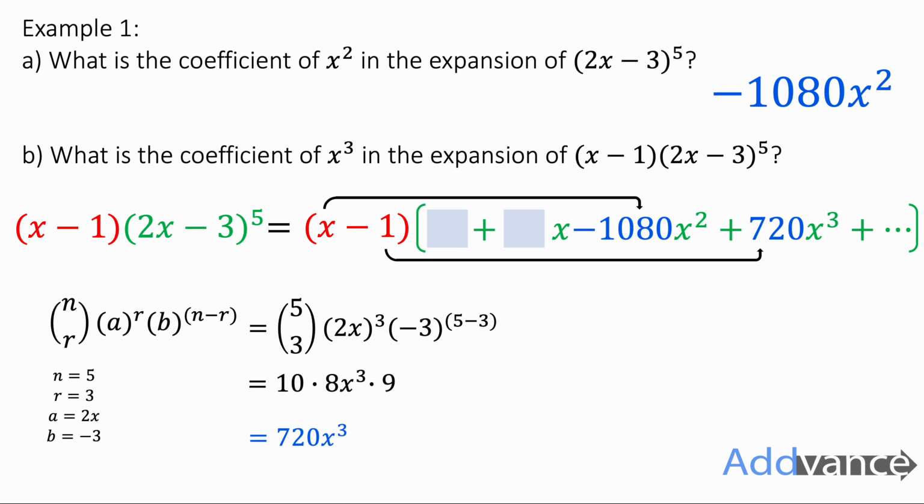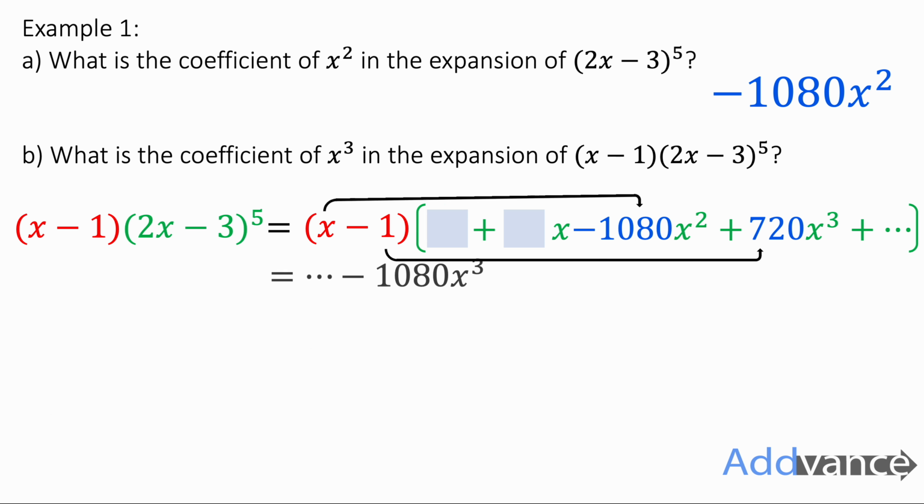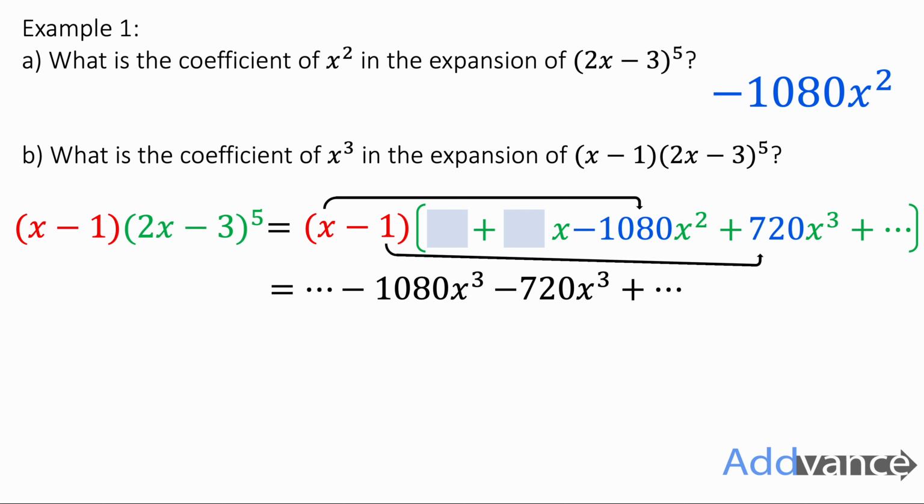Substituting that in here. And now I can figure it out. I can multiply out these brackets for the x cubed term. The x times x squared term will be x times minus 1080 x squared, which is minus 1080x cubed. And then we have minus 1 times 720x cubed. That will be minus 720x cubed. So the minus sign is again very important.